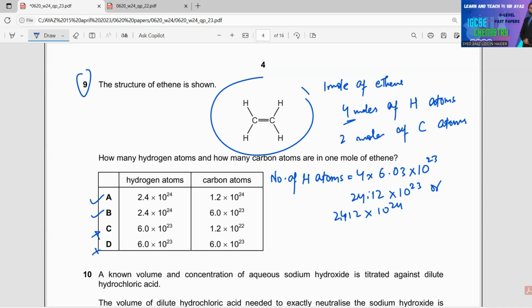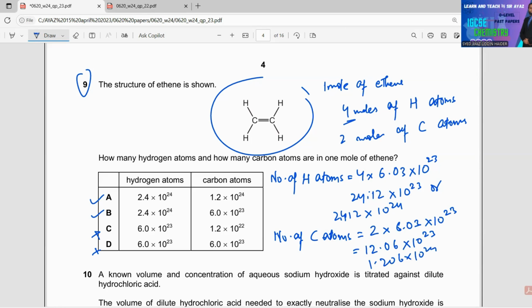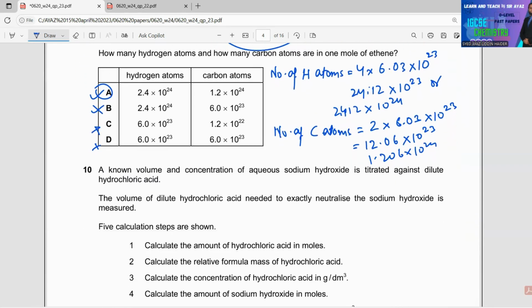What about the number of carbon atoms? We have 2 moles of carbon atoms. We need to multiply 2 by 6.03 × 10^23. So 6.03 times 2 gives 12.06 × 10^23, or 1.206 × 10^24. A must be the right answer in this case. All the other choices are incorrect. Next MCQ.